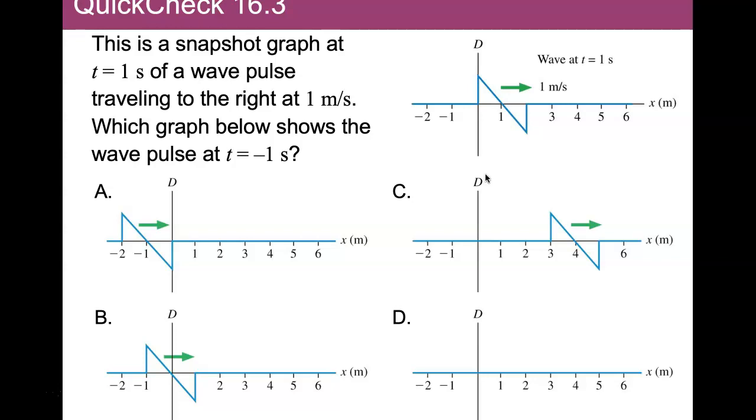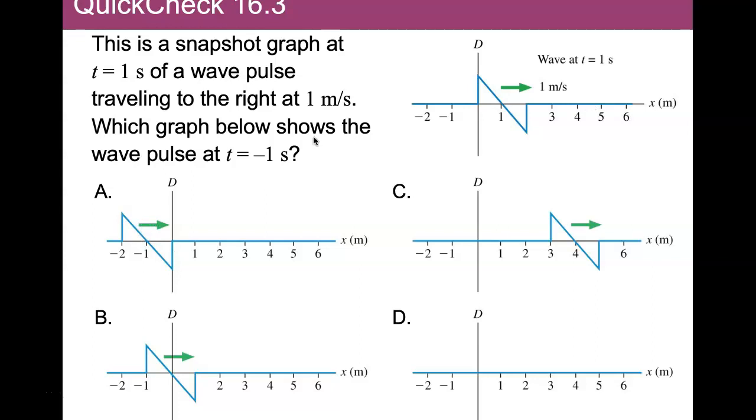Again, we know it's moving with speed v equal 1 meter per second to the right. So because we're thinking about a previous time instead of a future time, we just have to push it back, right? Push it to the left. By how much? Well, what is the difference? How much time has passed between -1 second and 1 second? Well, that's 2 seconds. So we just need to push this back by 2 meters, and then it's the same shape. It's going to be 2 meters behind.